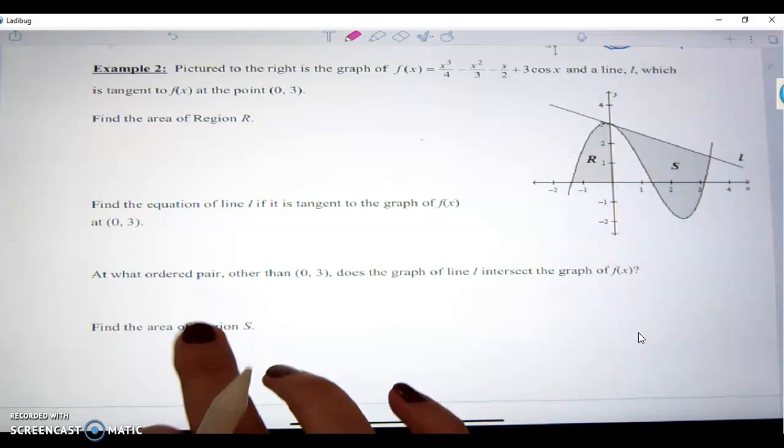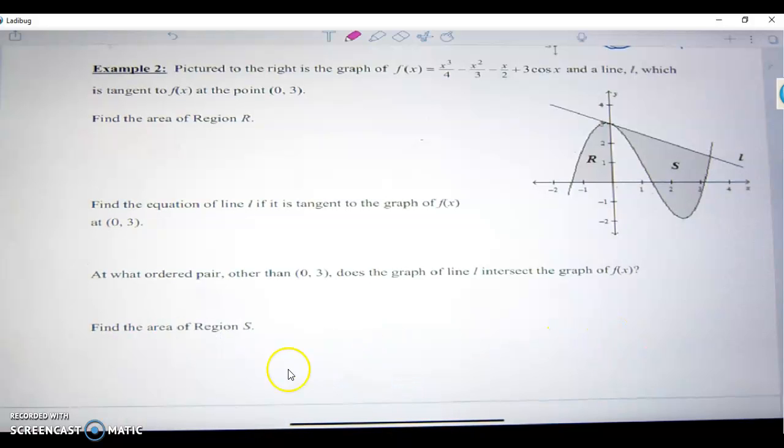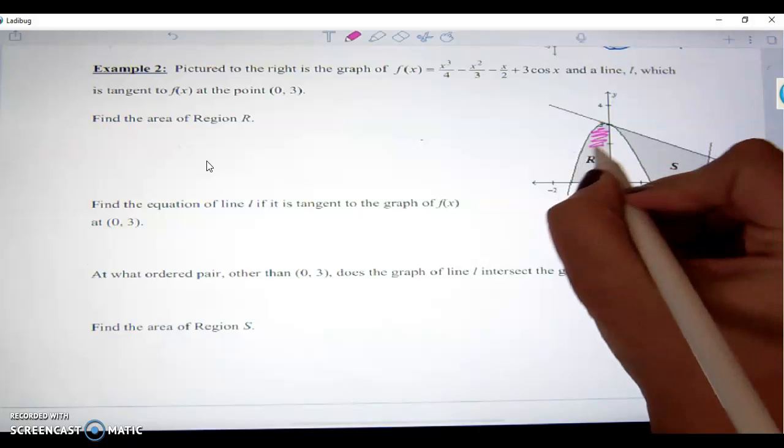Alright, so we're going to move on to example 2. It says pictured here to the right is the graph of f of x is x cubed over 4 minus x squared over 3 minus x over 2 plus 3 cosine x, and then a line L, which is tangent to f of x at the point (0, 3). So we want to find the area of region R first. Okay, so region R is here.